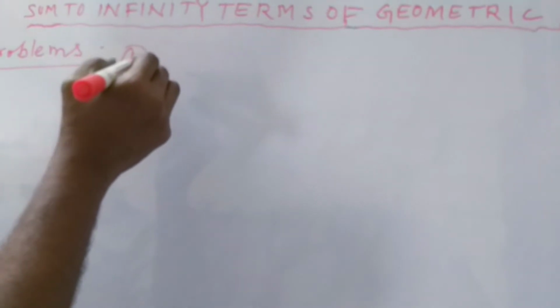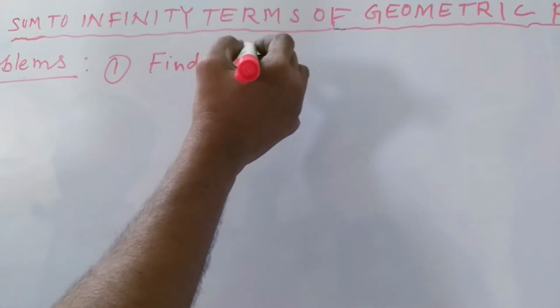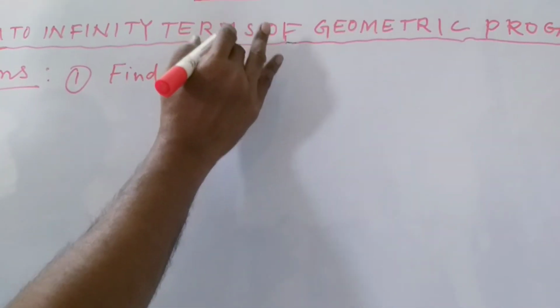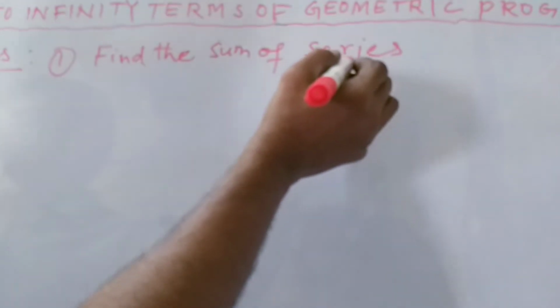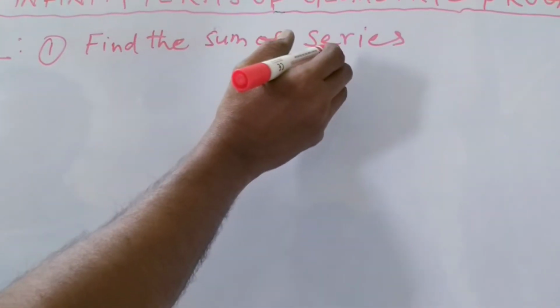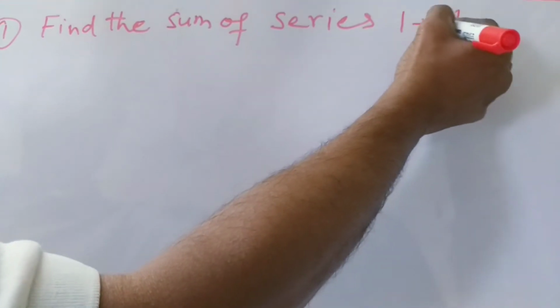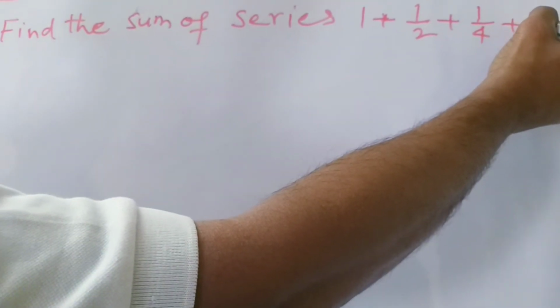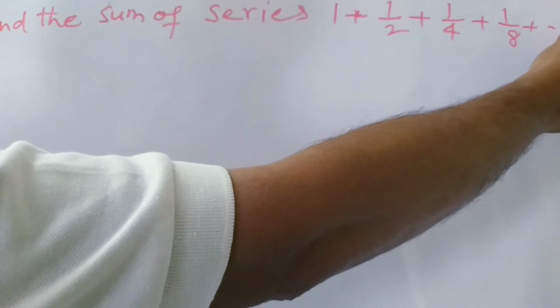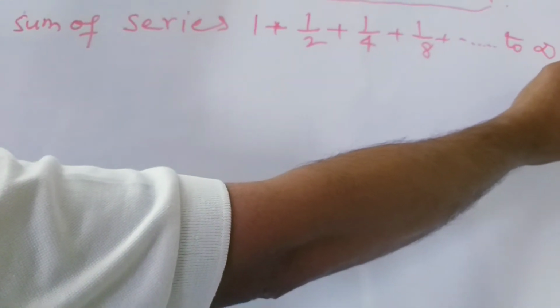First one problem, find the sum of the series 1 plus 1 by 2 plus 1 by 4 plus 1 by 8 plus and so on up to infinity.